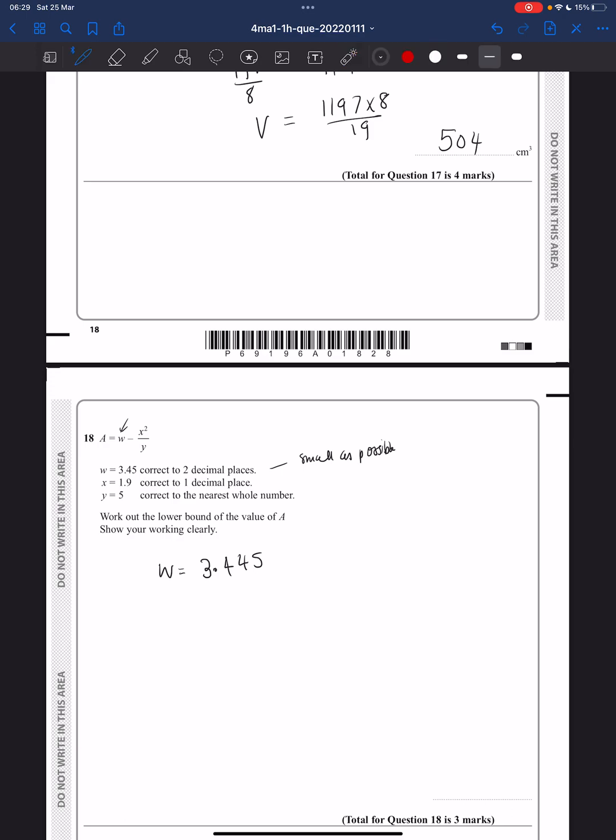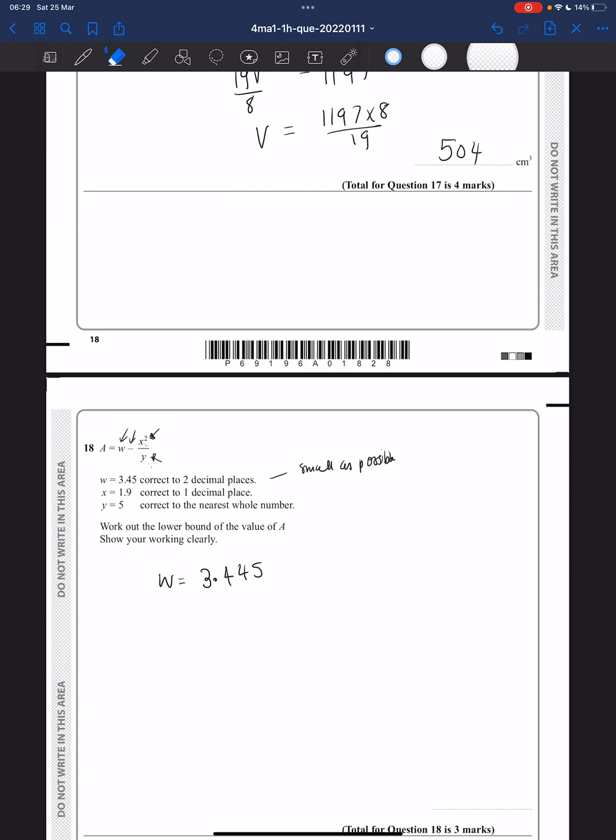Then because we're subtracting here, we want to subtract something big. So we want a big X and a small Y, so that we want a square as big as possible number and divide by a smallest possible number, so that that overall term, X squared over Y, is as big as possible. Okay, so X large as possible. Okay, so X, it's 1.95. Okay, because it's been rounded to 1 decimal place.